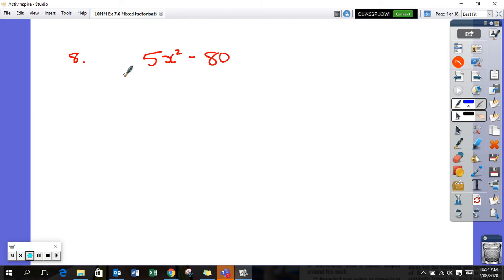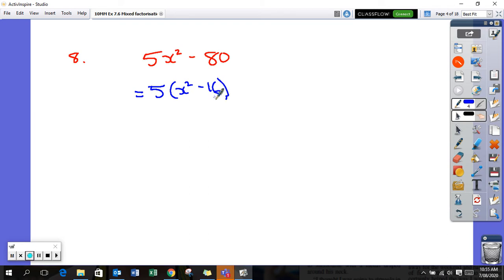5x squared minus 80. Okay. What we want to recognise here is that 5 is common. So we're going to take the 5 out, so we make it 5 outside the brackets, x squared minus, and it's 5 times 16 to get to 80, so x squared minus 16.